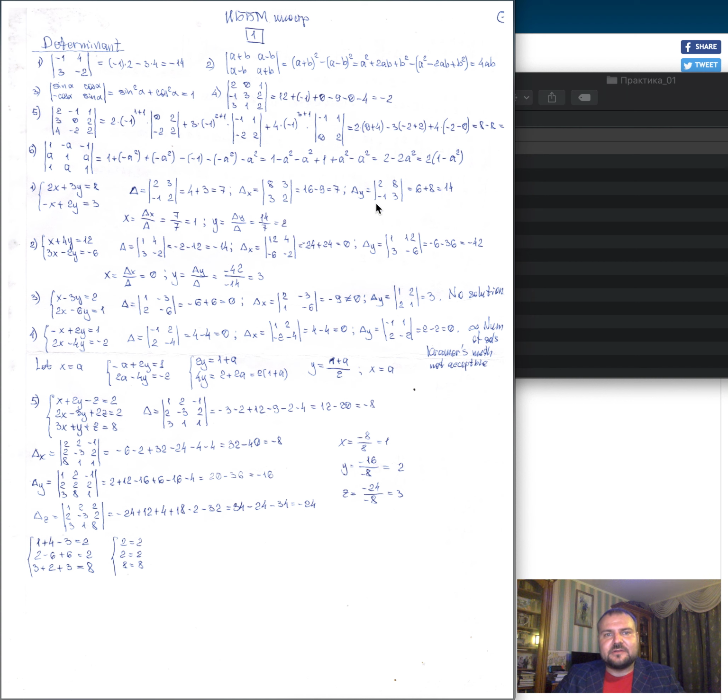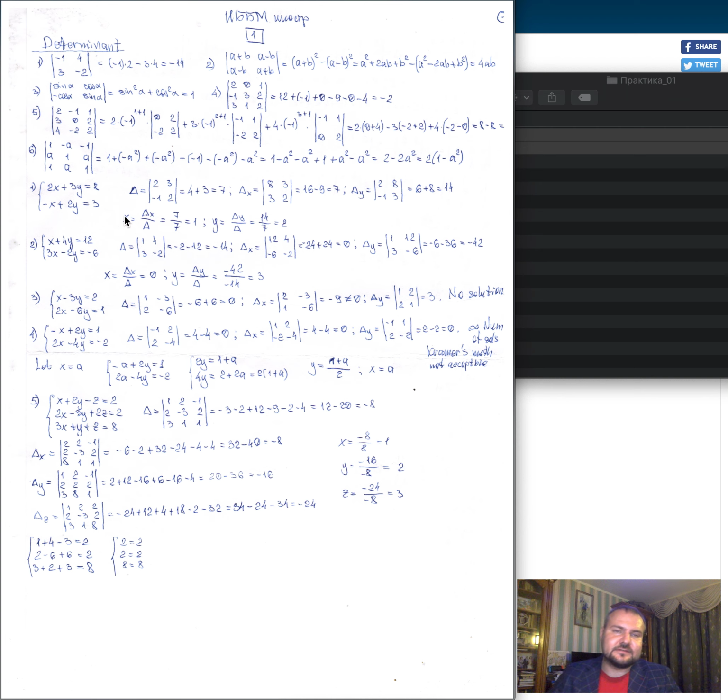Then we need to calculate the determinant for the second unknown element y. We change values in these matrices before y for the right column values. So 2 and minus 1 in the first column stay in their places, and for the y determinant, 3 and 2 we change for the right column values 8 and 3, and we calculate the determinant.